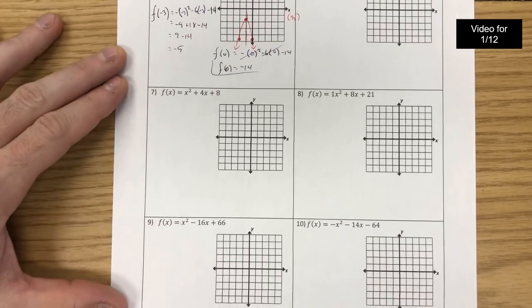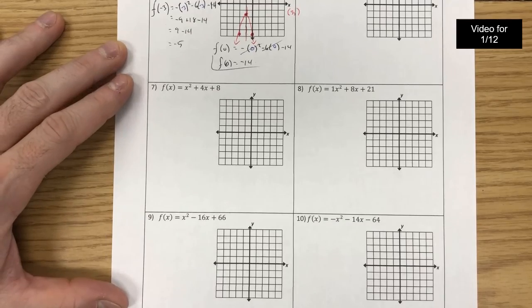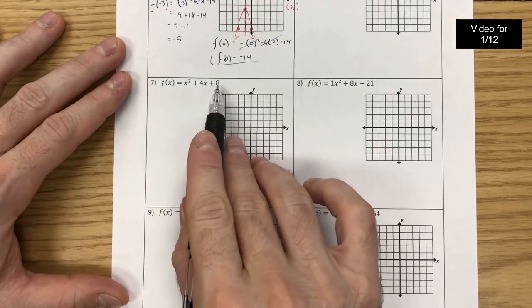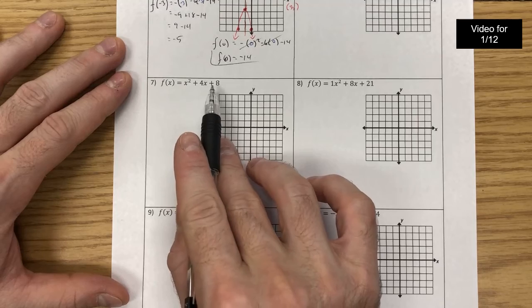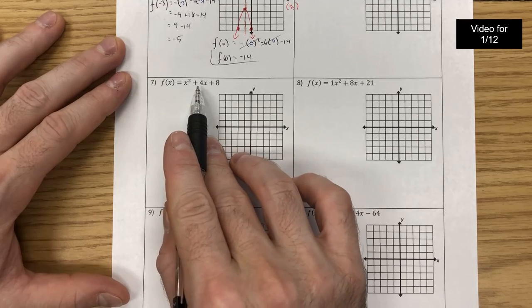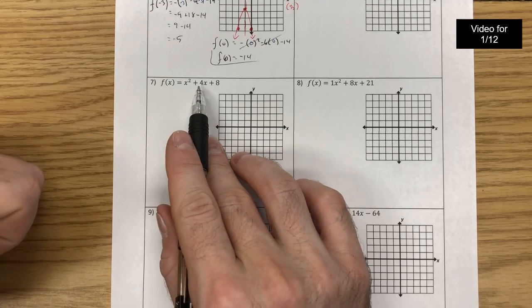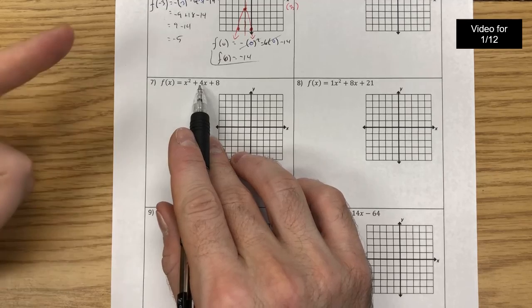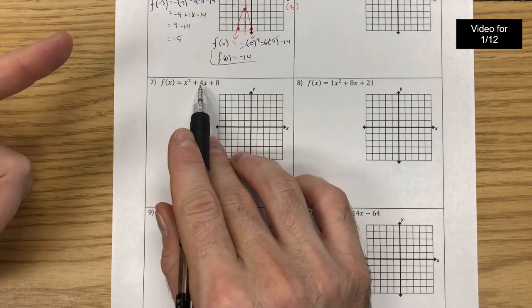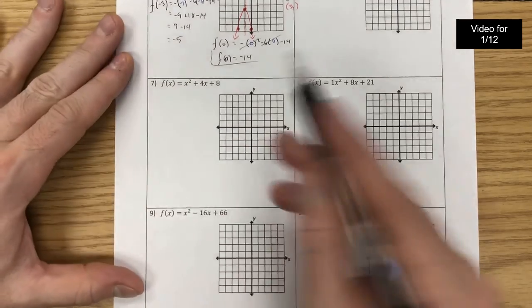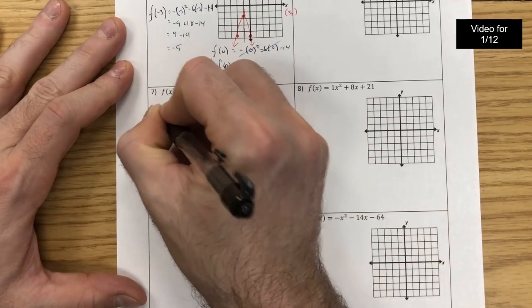Let's do one more. So here, I'm looking for factors of 8 that add up to 4. I have 1 and 8, which add up to 9, and I have 2 and 4, which add up to 6. So I don't have any factors. So I'm going to have to use the other method.